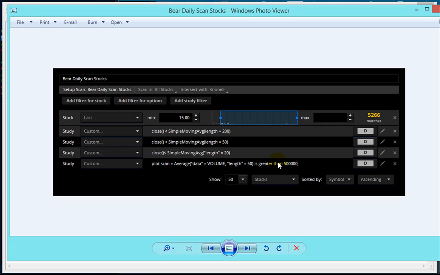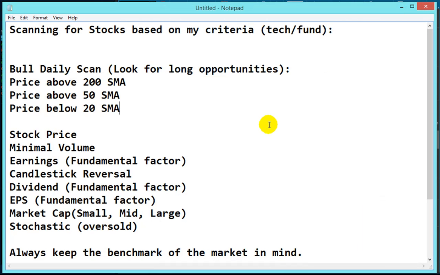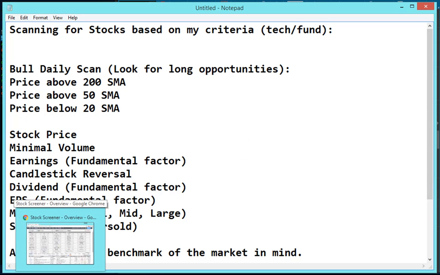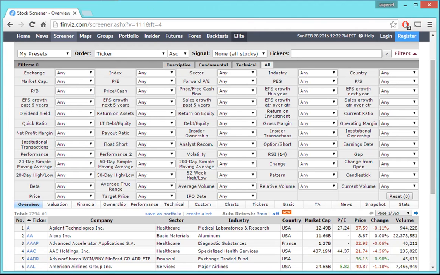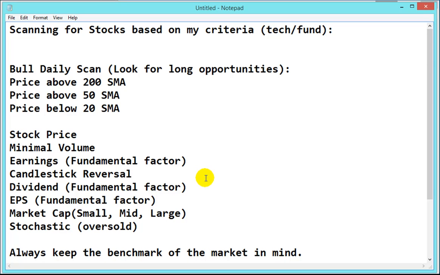Then I scan for volume. I want at least 500,000 volume on the daily chart. So you can get really creative. You can add a lot of studies in here, but this is where professional platform knowledge is required. What I'm going to show you in a few minutes is the simple free website analysis. Hopefully you have a strong fundamental side of this whole scan.